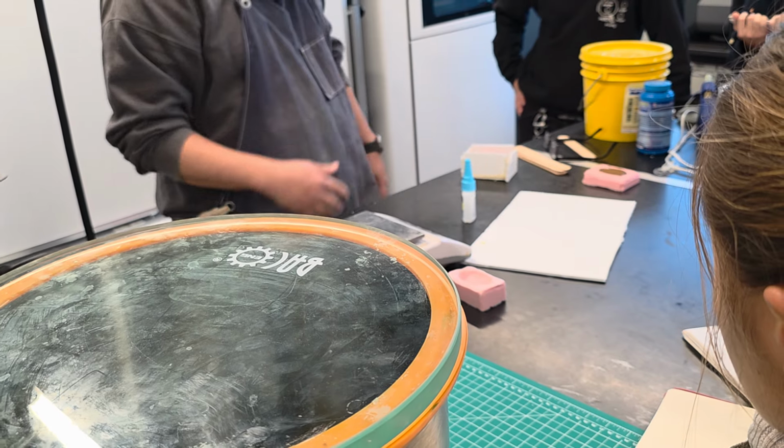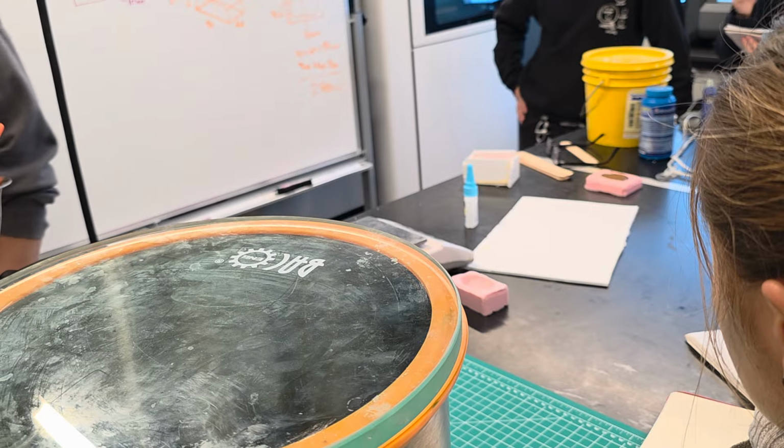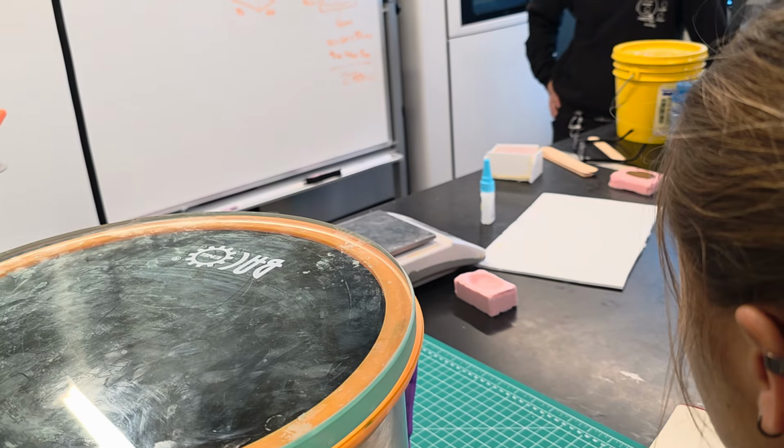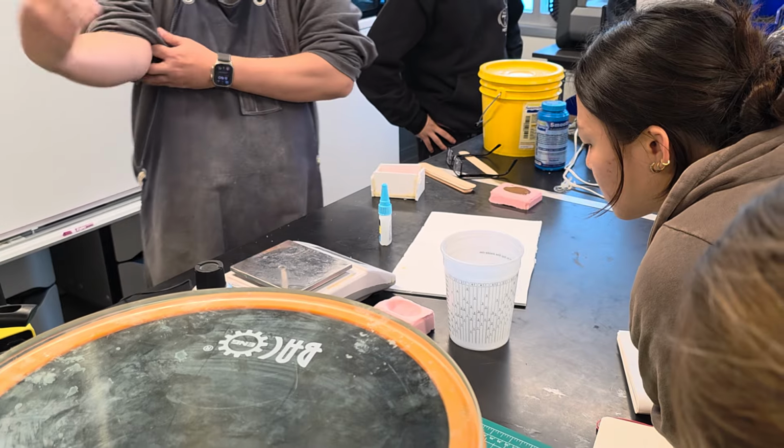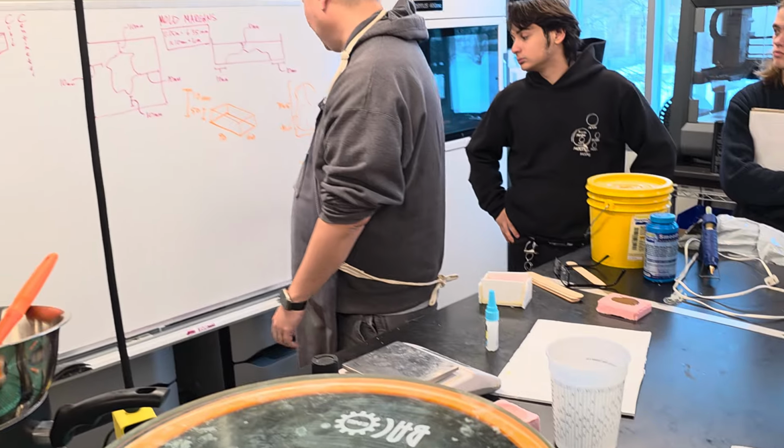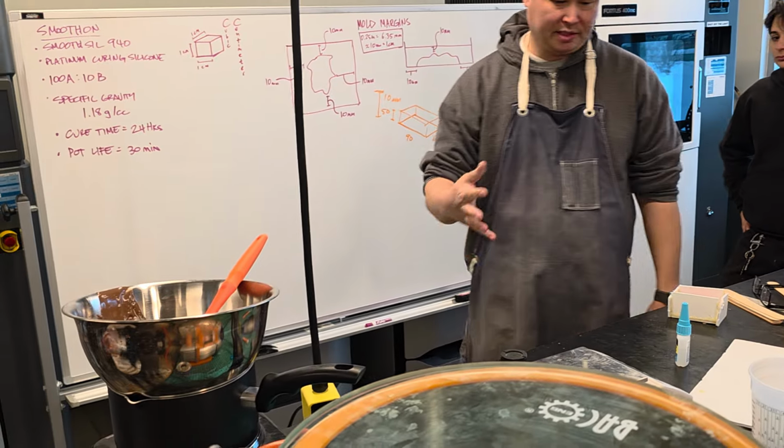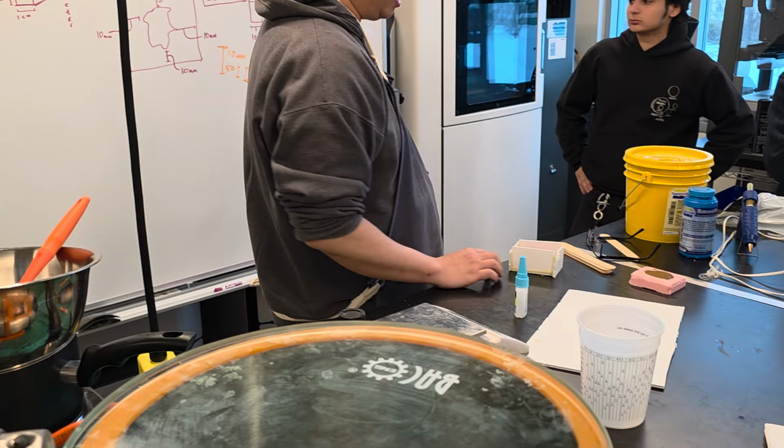Oh, I'm missing a piece. Let me go get a mixing cup, because I am missing a mixing cup. Now, what we've got to do is figure out how much stuff we need, because I'm going to weigh it, and right now I have a volume.